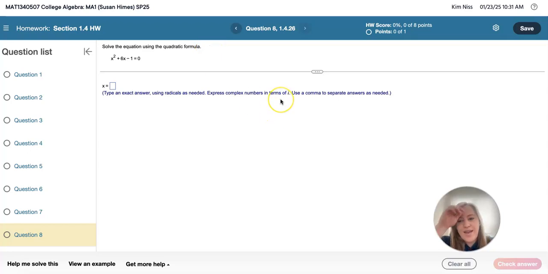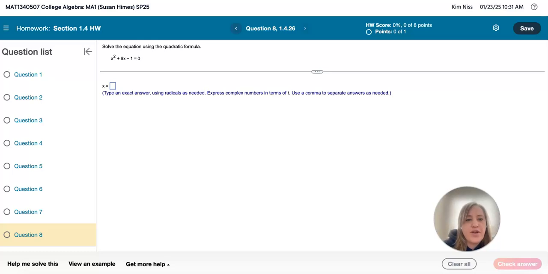Work problems from section 1.4 that seemed a little bit trickier. And so I chose question number 8 from section 1.4 where you're asked to solve the equation using the quadratic formula. And so we're just going to go through how to do that.